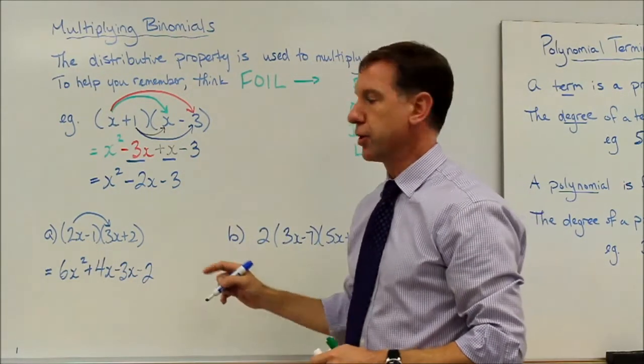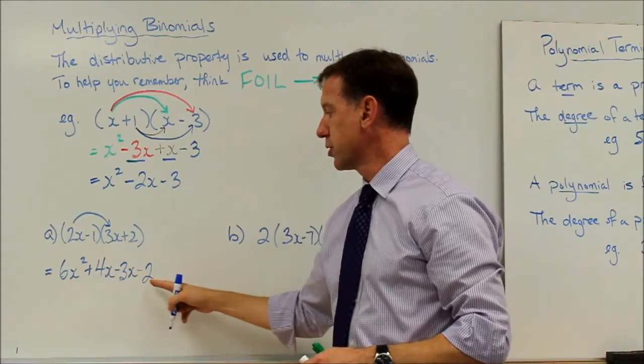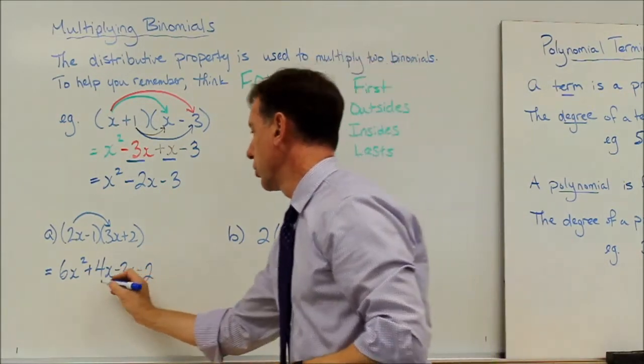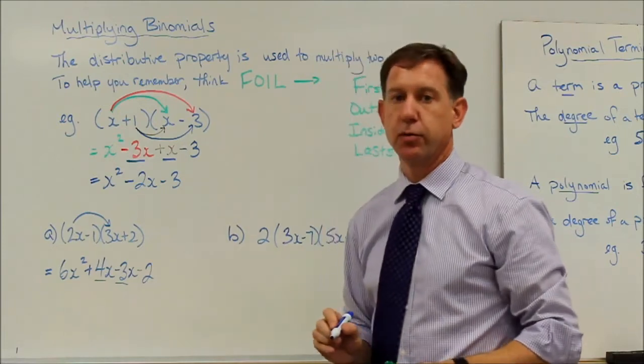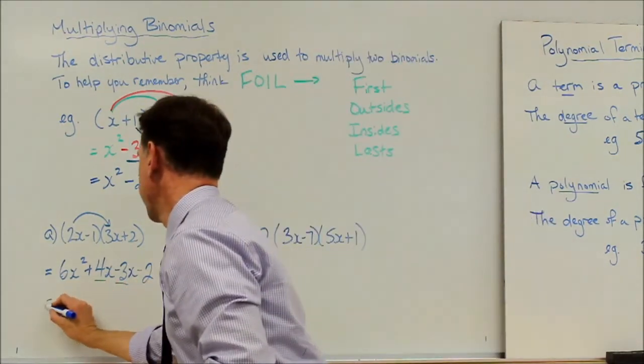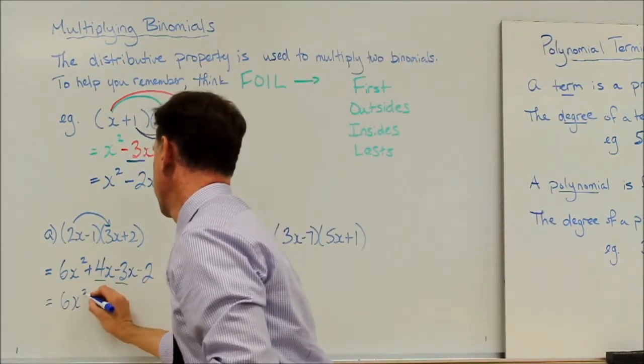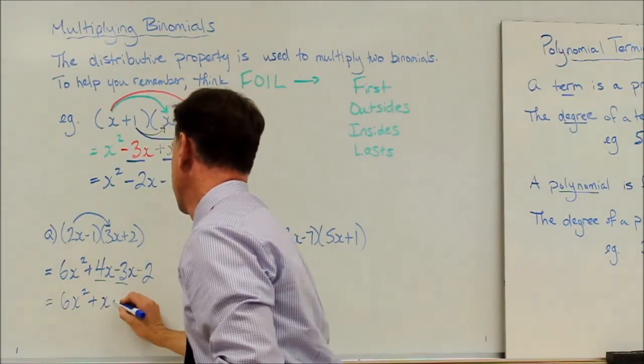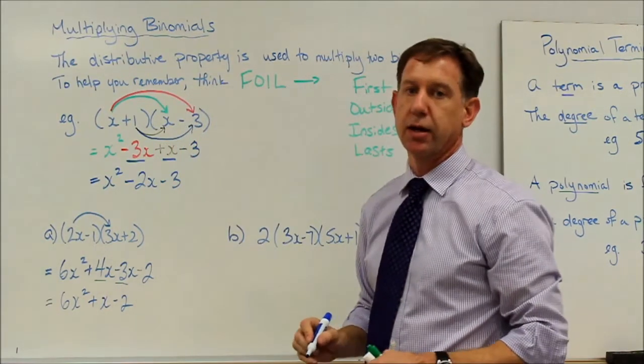And again, you can see when you multiply the 2 binomials together, we've got 4 terms here for the 4 multiplications, but we do have the like terms in the middle, which we need to simplify. And if we do that, we get 6x squared plus x minus 2. And again, another trinomial there.